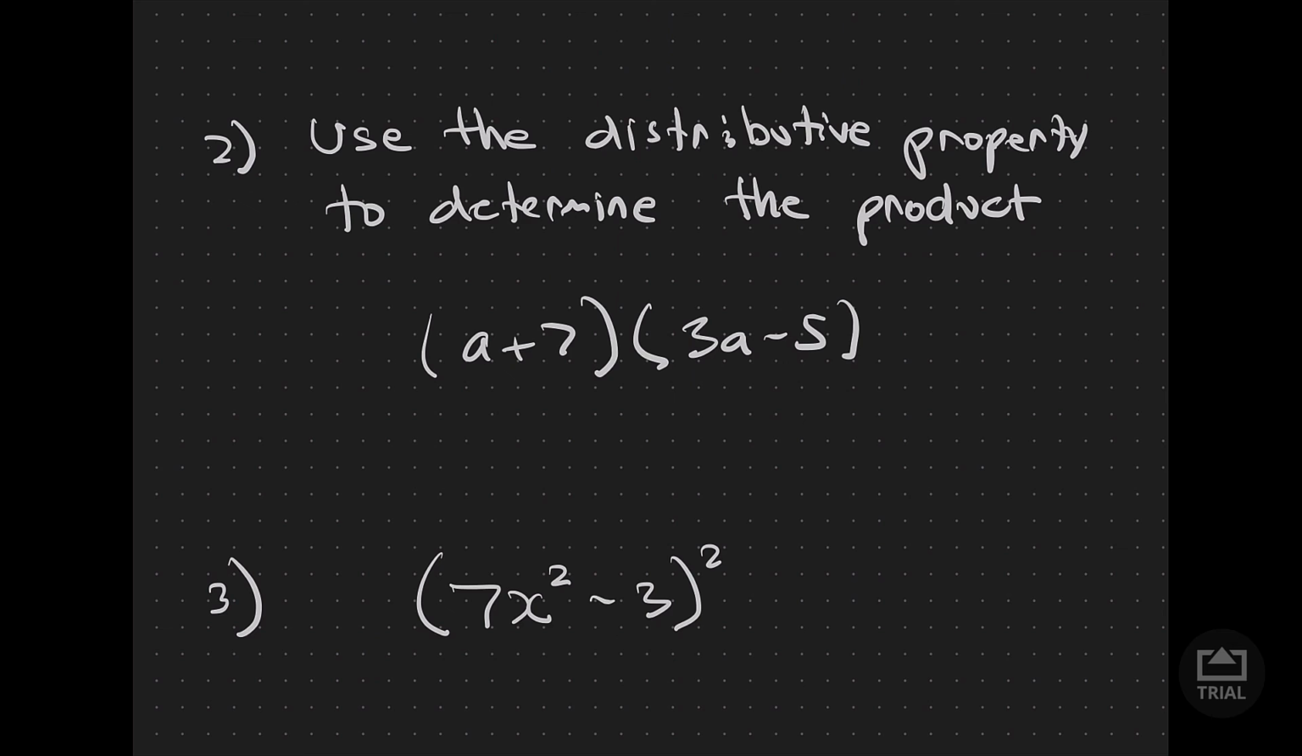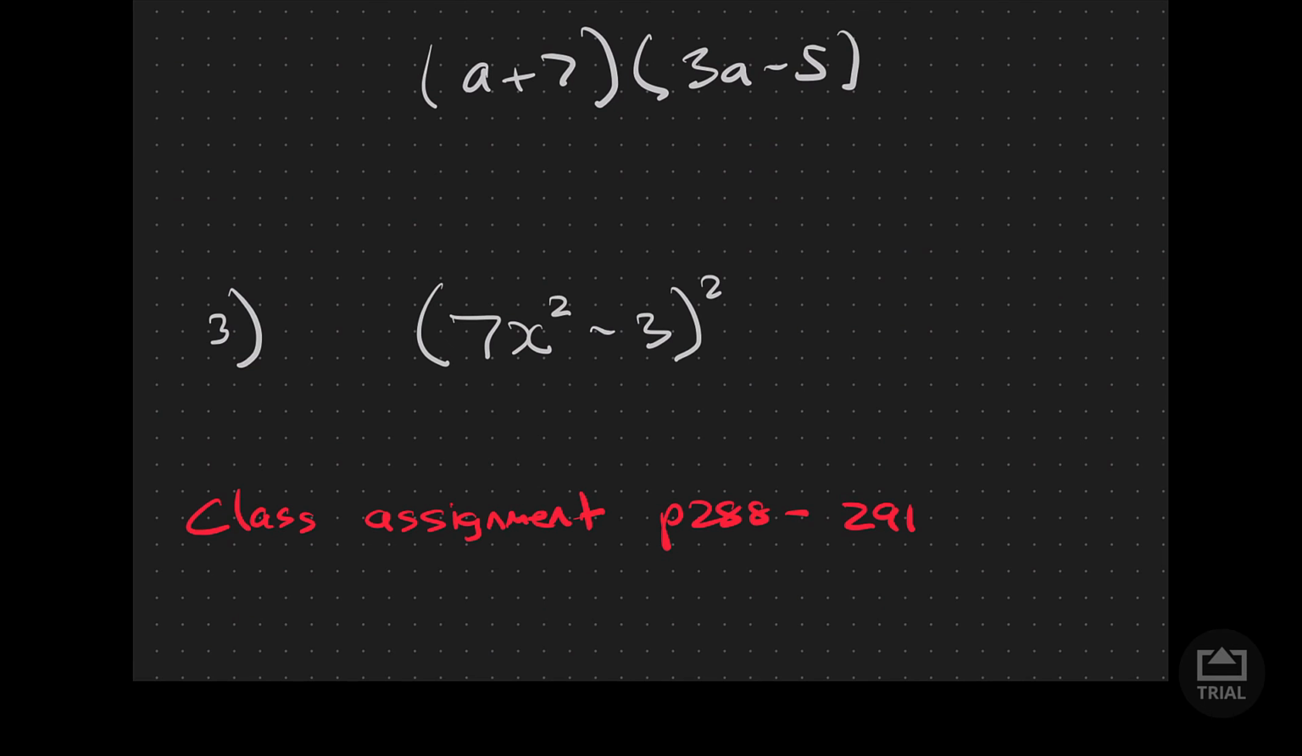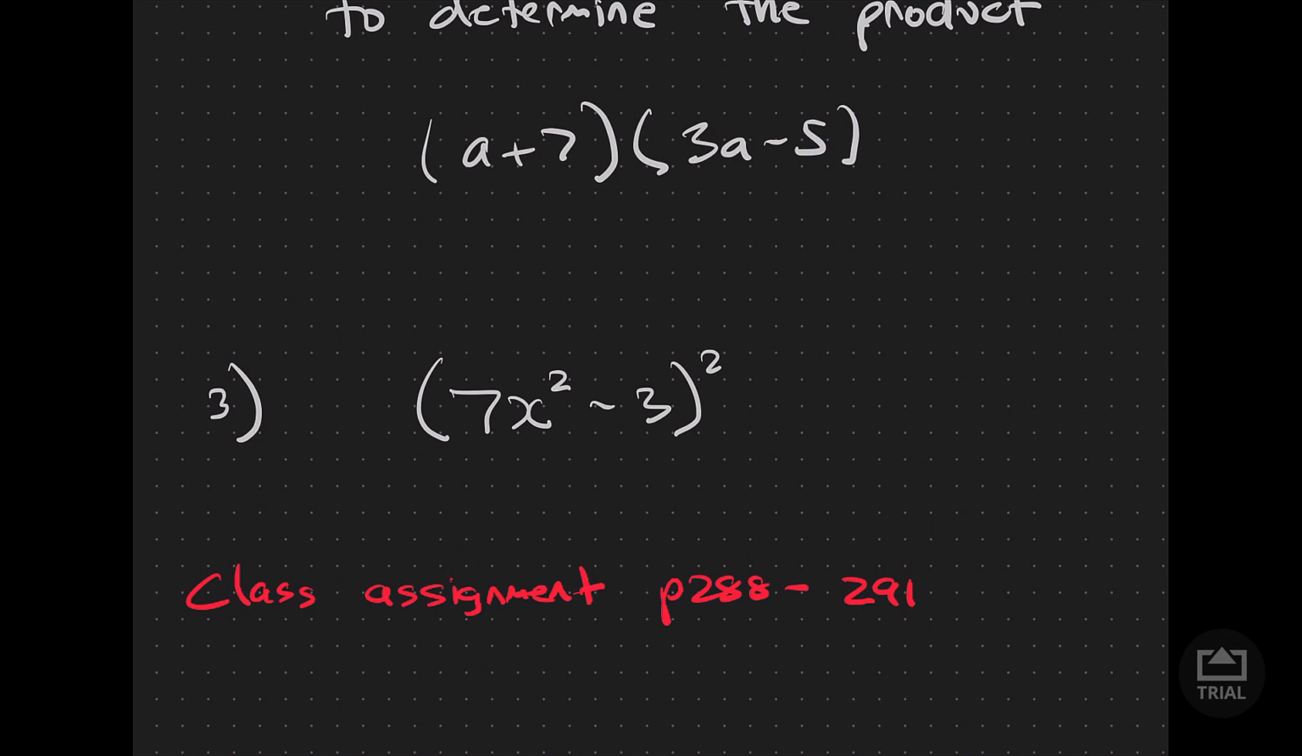And also for number 3, use the distributive property to figure out 7x squared minus 3, all squared. Okay, you are going to complete that at home and bring it to class as your at-home assignment. It's mandatory that it gets done and submitted. And then in class, we'll be working on the assignment in the book, which will be pages 288 through 291.